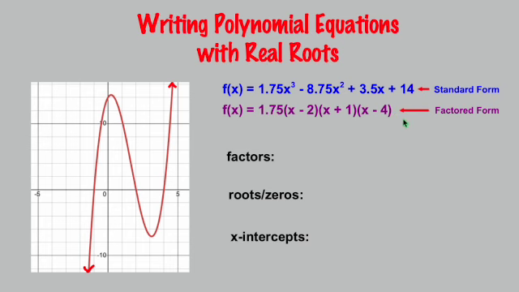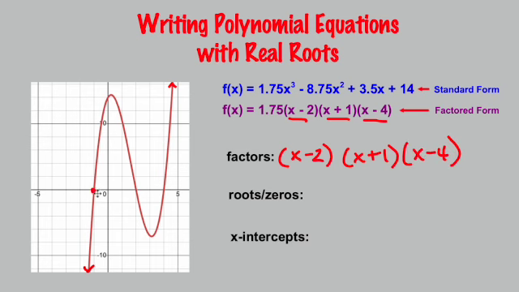Now, the beauty of factored form is this. Once you have it in factored form, these three terms here in parentheses are what we call the factors. One of them is x minus 2, another is x plus 1, and the third is x minus 4. And the beauty of knowing it in factored form is, if you look at the x-intercepts, one of them is negative 1 comma 0, another is 2 comma 0, and another is 4 comma 0. I'm going to write those right over here: negative 1 comma 0, 2 comma 0, and 4 comma 0.